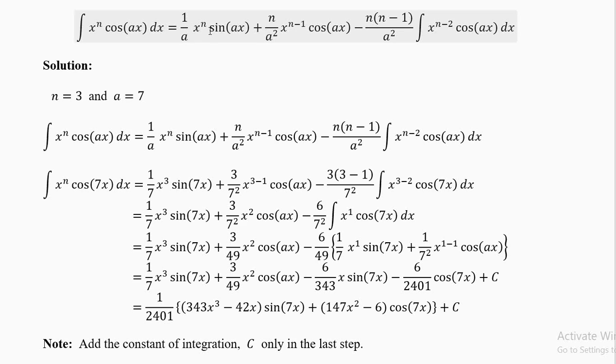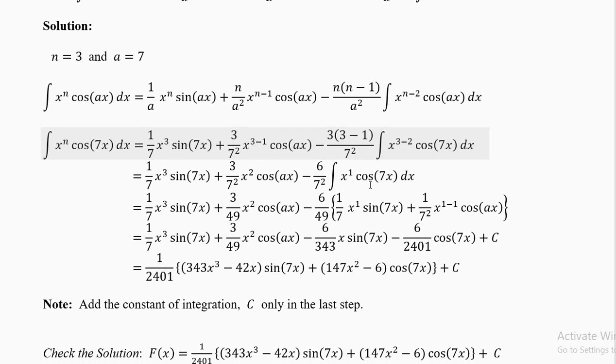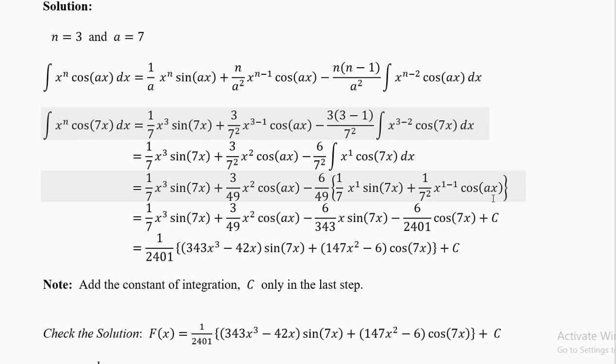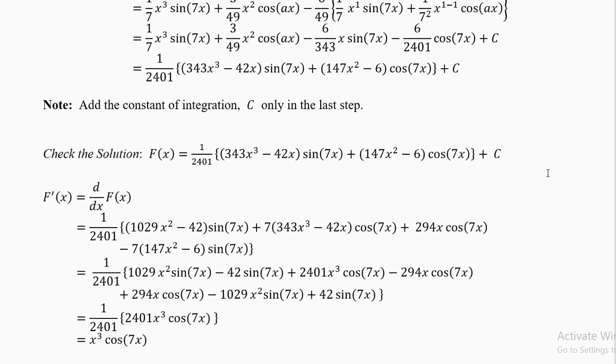It is 1 over a x power n sine ax. So you'll get 1 over 7 x power 1 sine 7x plus n by a square, 1 by 7 square, 1 by 49, x power 1 minus 1 is 0. So we will write x power 0 is 1, x is not equal to 0, and cos ax. So this is it. Now open the brackets, take 2401 common, you will get this huge term. Two sine terms and two cosine terms. I don't have to read all of them, they are straightforward.